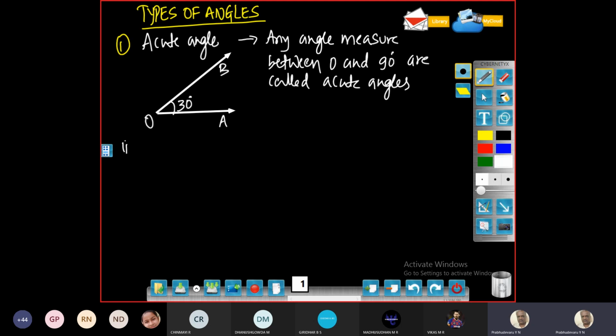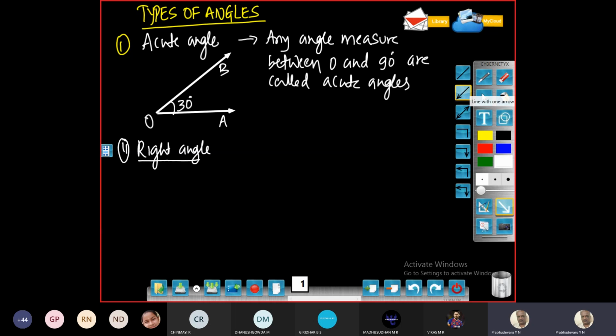And the second type of angle is the right angle. So you know what a right angle is. So let me draw the diagram of a right angle.